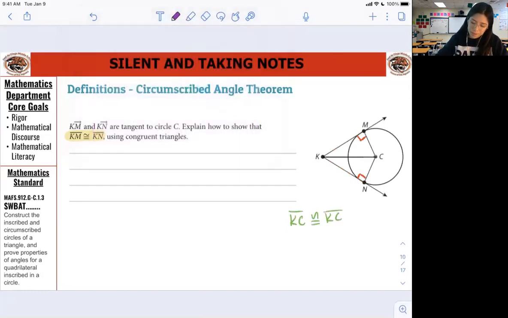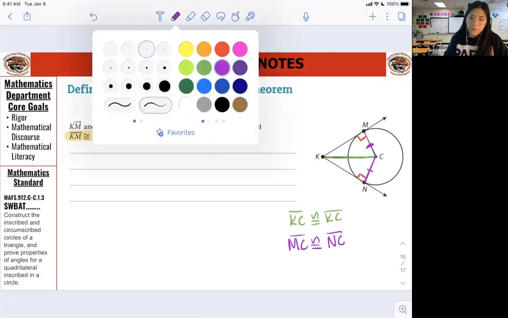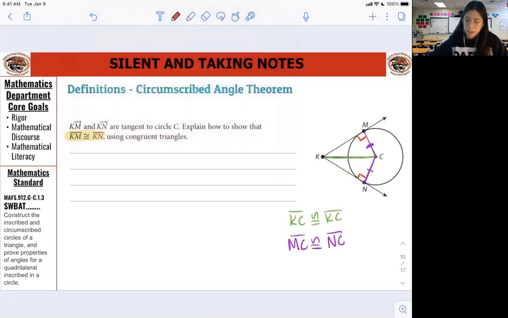Good, Perla. So CM is congruent to CN because both of those are radii and all of the radii are going to be congruent to each other. So MC is congruent to NC. And what else do we have? And we have the angle. So angle N is congruent to angle M. So what do we have? Which theorem do we have here?